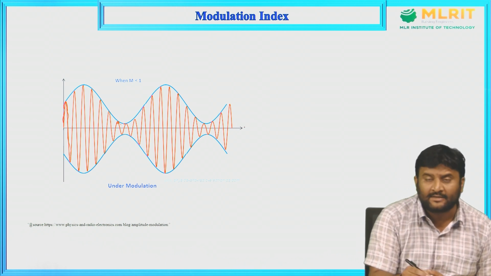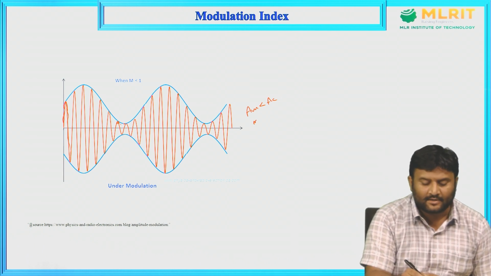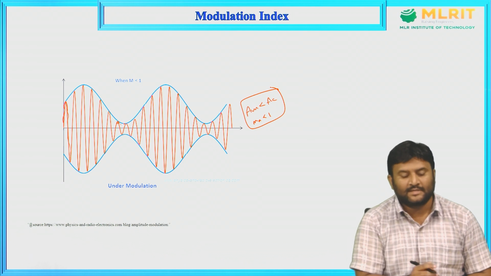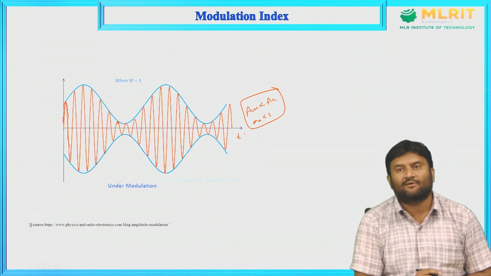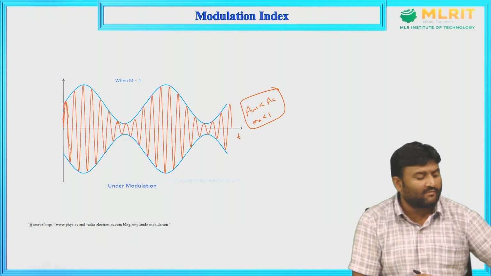What is the reason? AM is less than AC. Otherwise, MA is less than 1. This is called under modulation. Go for the next one, which is over modulation.